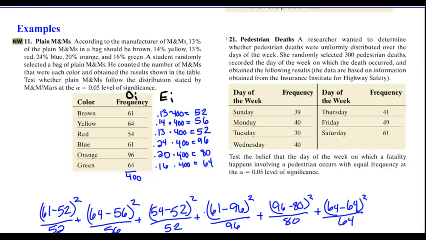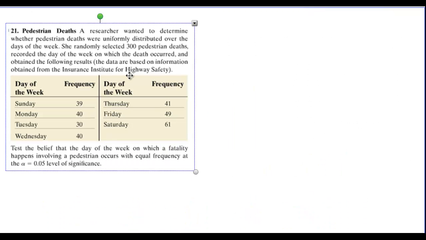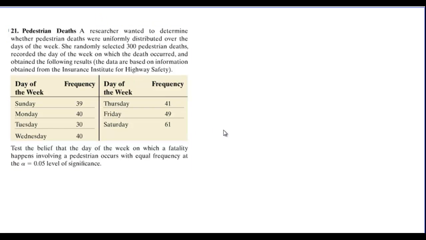All right, let's look at number 21. Pedestrian deaths. A researcher wants to determine whether pedestrian deaths were uniformly distributed over the days of the week. She randomly selects 300 pedestrian deaths, recorded the day of the week on which the death occurred, and obtained the following results. The data are based on information obtained from the Insurance Institute for Highway Safety. It wants us to test the belief that the day of the week on which a fatality involving a pedestrian occurs with equal frequency at the alpha equals 0.05 level of significance.